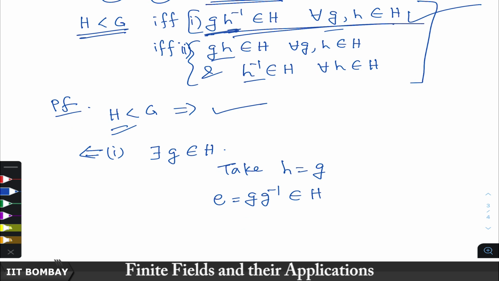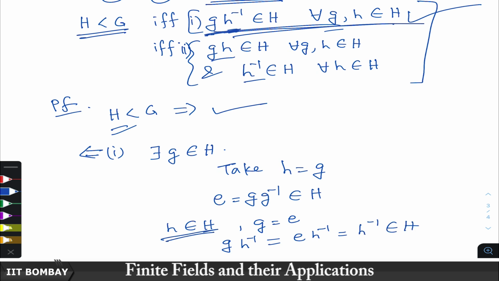Now, we take any element h in H and take g to be the identity element. Then what do we see? This property says that g times h inverse is also in H, which is e times h inverse, which is just h inverse, that is also in H. So, for any h in H, we see that h inverse is also in H.